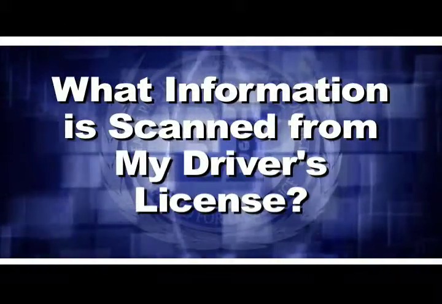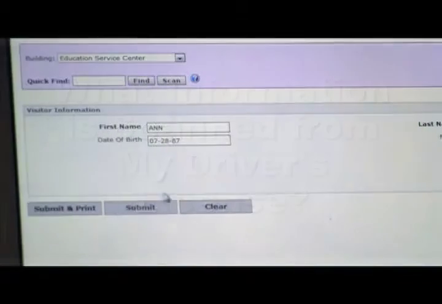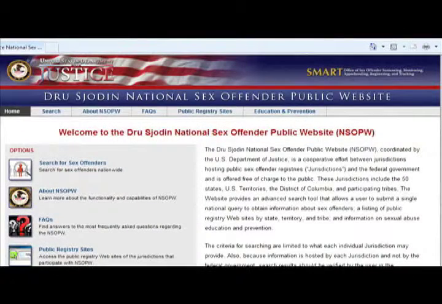What information is scanned from my driver's license? The RAPTOR scanner only reads your first and last name as well as your date of birth. This is the only information needed to check the National Sex Offender Registry.